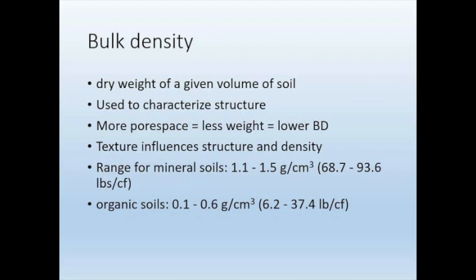So, this characterizes soil structure, tells us about our pore space. The more pore space, the less dense our soil is, the lower the bulk density. Texture will influence this. We'll see a slide of that in just a minute. Range for mineral soils, about 1.1 grams per cubic centimeter to 1.5. This is where I'd like to have my athletic field soil, and that's 69 to 94 pounds per cubic foot.